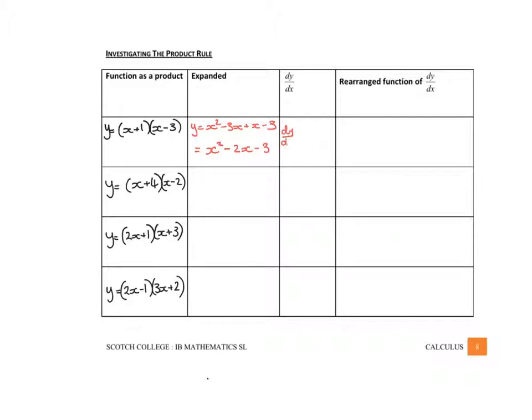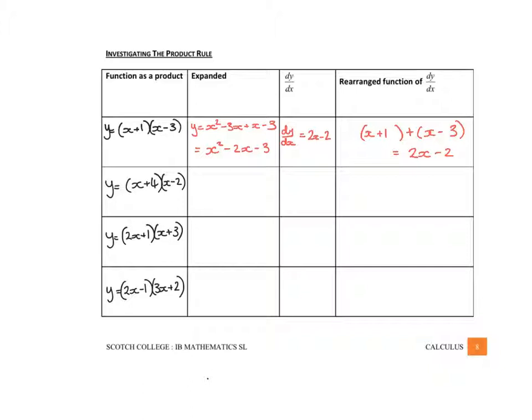So dy dx would equal 2x minus 2. We should be pretty good at doing that by now. So that's what the derivative is. And then in this final column, we're going to rearrange this dy dx, but we're going to rearrange it in terms of the two brackets that were multiplied together at the start. So that was x plus 1 and x minus 3. And if we just put an addition in the middle of those, we can see that x plus 1, x minus 3 gives us 2x minus 2 as required. So just by adding those two brackets that were multiplied together, we get that.